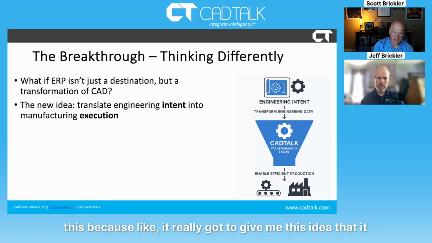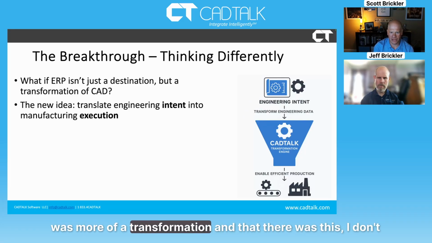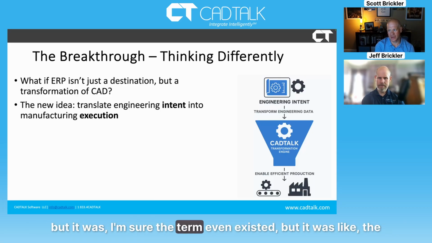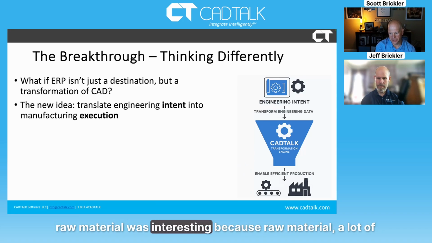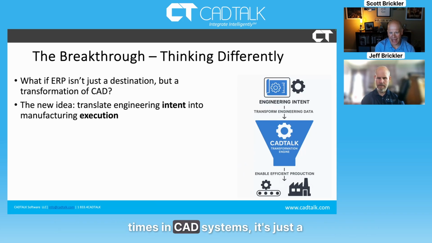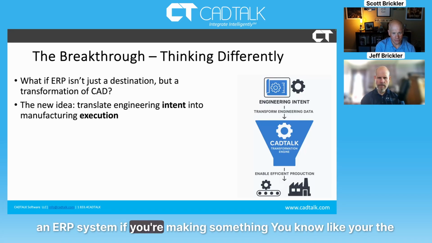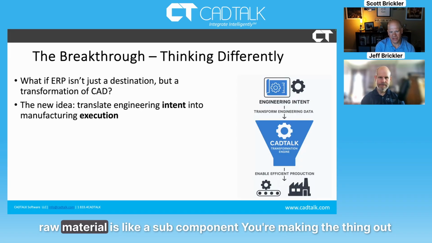It really kind of gave me this idea that it was more of a transformation. I don't think I even knew what an E-BOM or M-BOM was back then, I'm not sure the term even existed. But the raw material was interesting because a lot of times in CAD systems it's just a property on the design, right? But in the ERP system, if you're making something, the raw material is like a subcomponent.